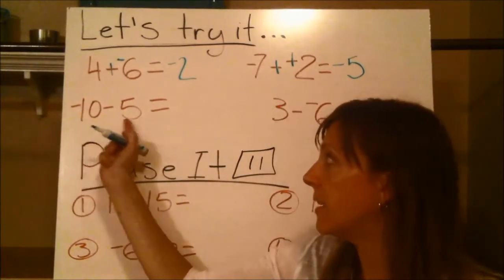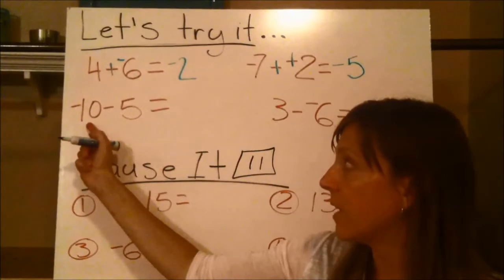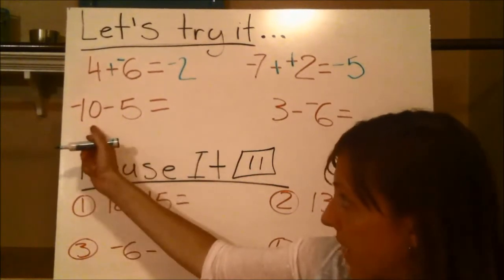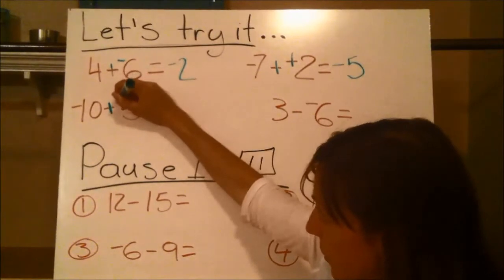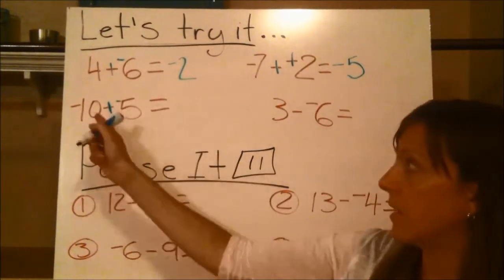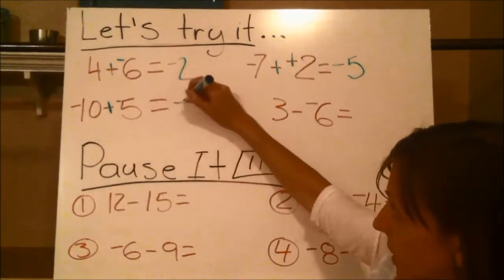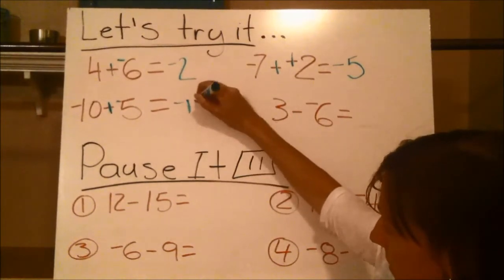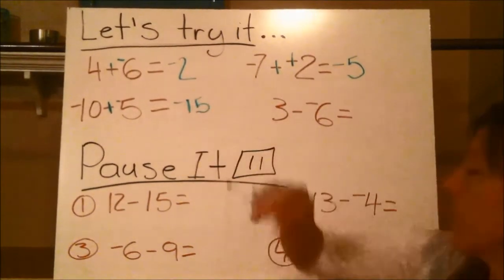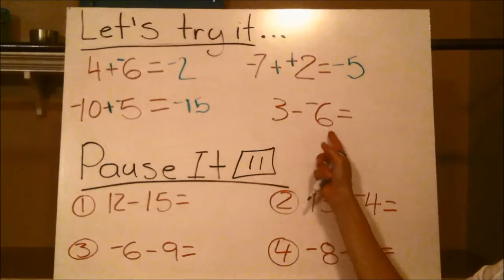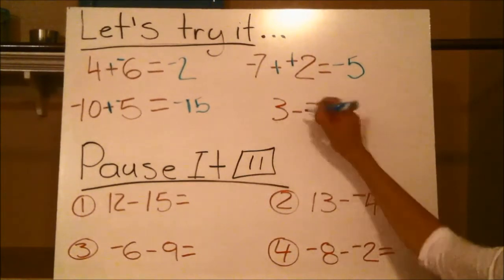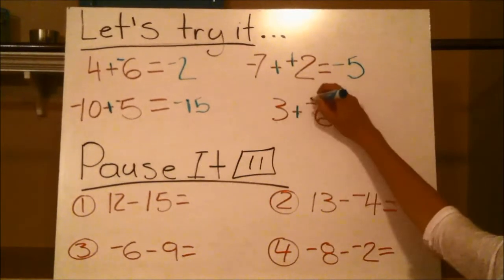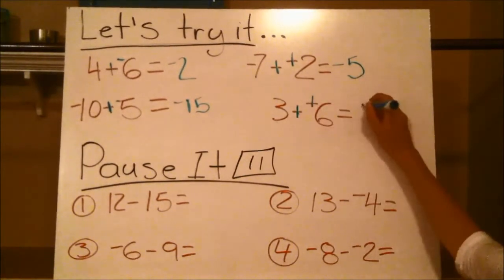-10 minus 5. Stay, -10, switch, minus to addition, switch 5 to a negative. -10 plus a -5 is a -15. 3 minus -6. Stay, 3, switch, switch. And I end up with 9.